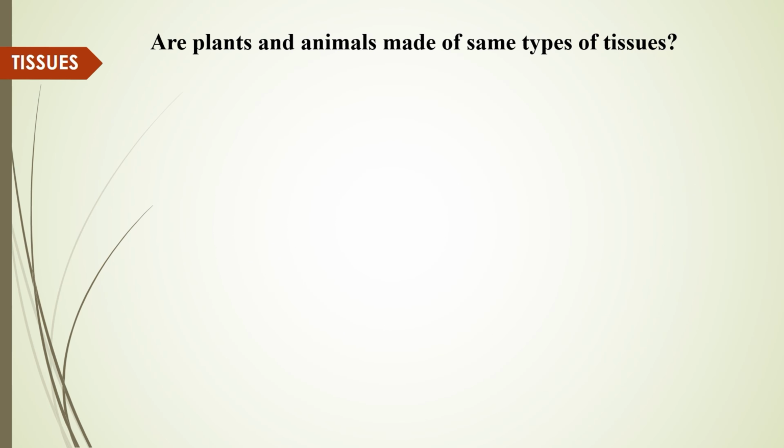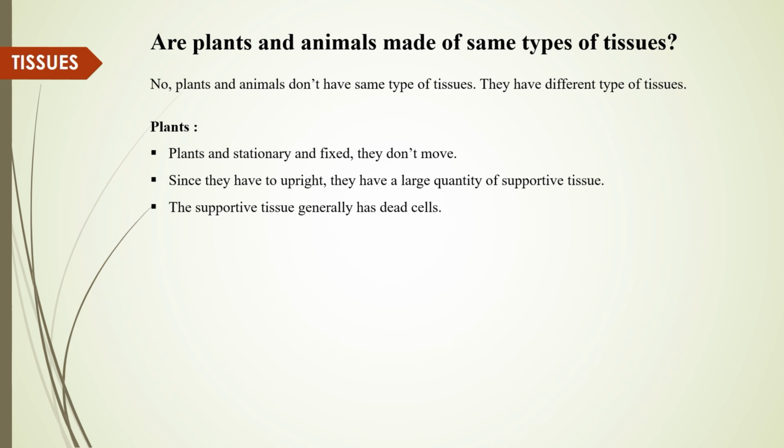Are plants and animals made of the same type of tissues? No. Plants and animals do not have the same type of tissues. They have different types of tissues. Plants are stationary or fixed. They don't move. Since they have to stay upright, they have a large quantity of supportive tissue. The supportive tissue generally has dead cells.